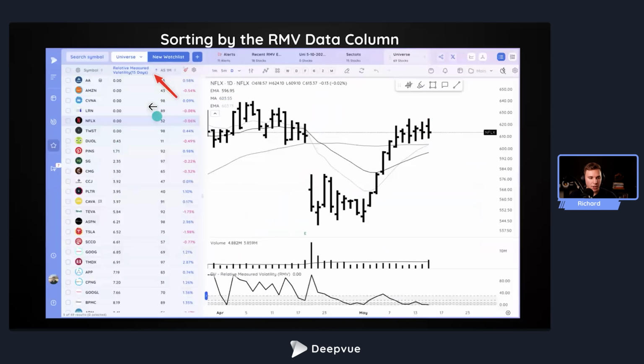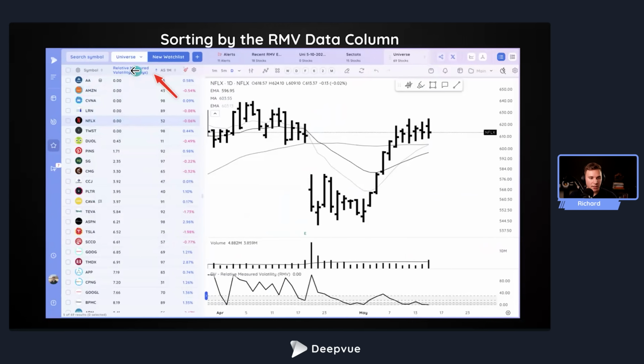Also, you can add the data point as a column and then sort your watch list or another screen by it. And this is probably how I use the RMV data point the most. This is my favorite way to sort my watch list. So this is my universe watch list.